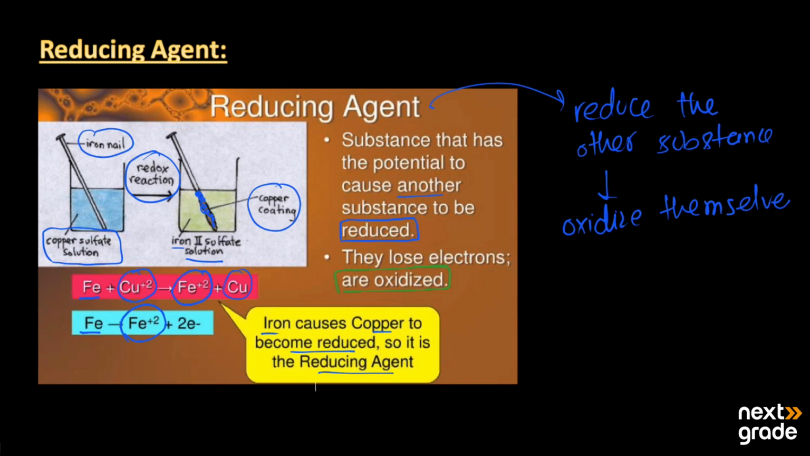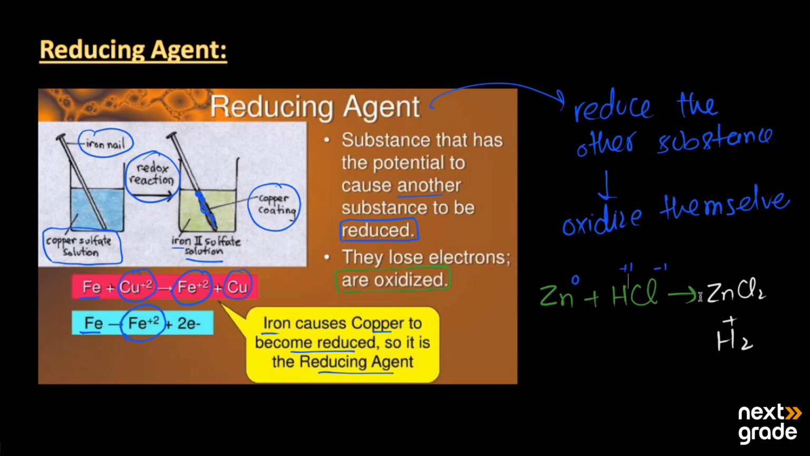Another example for oxidizing and reducing agents is zinc reacting with HCl. Two products are formed: the first one is zinc chloride, plus production of hydrogen gas. Here the zinc is in the zero oxidation state because it is in an uncombined state. On the other hand, chlorine has a -1 charge and hydrogen has a +1 charge.